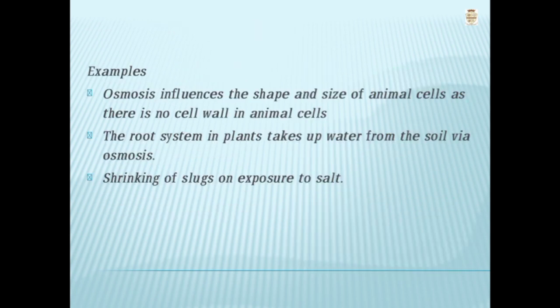Example: osmosis influences the shape and size of animal cells because there is no cell wall in an animal cell. The root system in plants takes up water from the soil via osmosis.